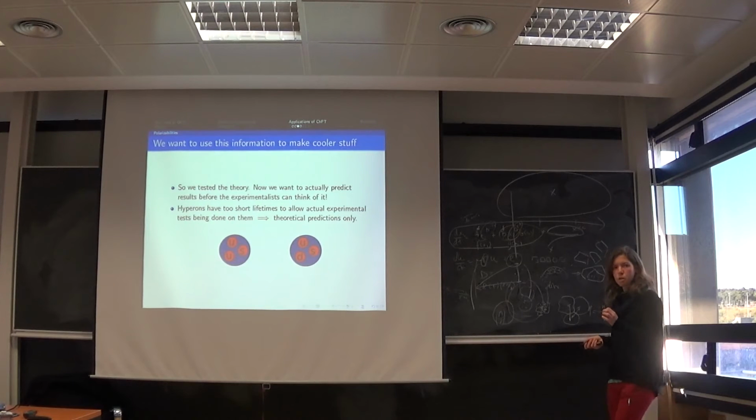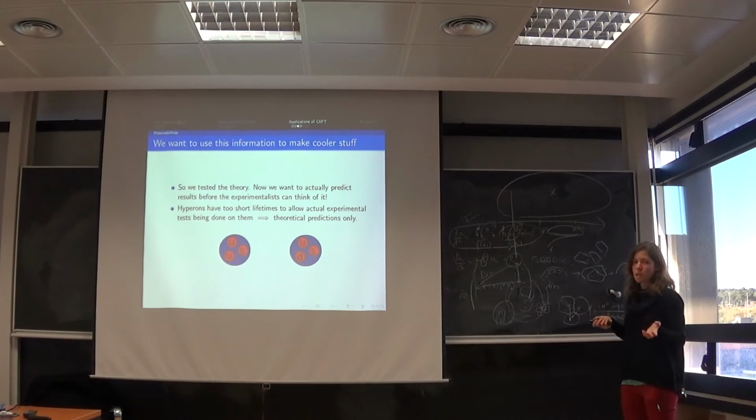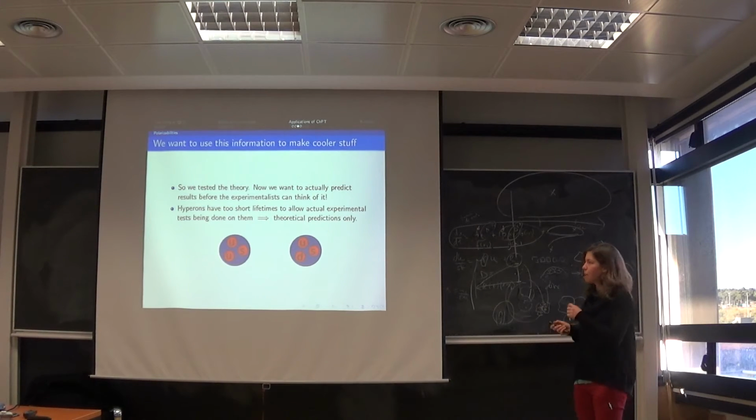So when hyperons are produced, it's actually not possible to keep them alive long enough to make Compton scattering experiments on them. And therefore, since we cannot do experiments, the only way to access information about the polarizabilities is by using theory. So that's where the chiral perturbation theorists come in and say, hey, we can do predictions about this.